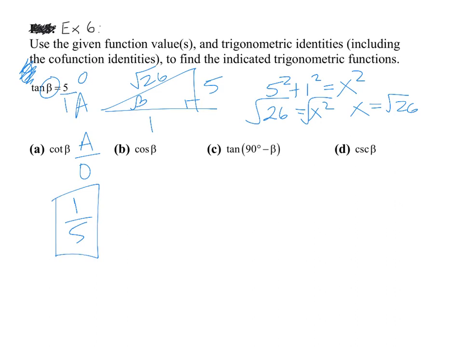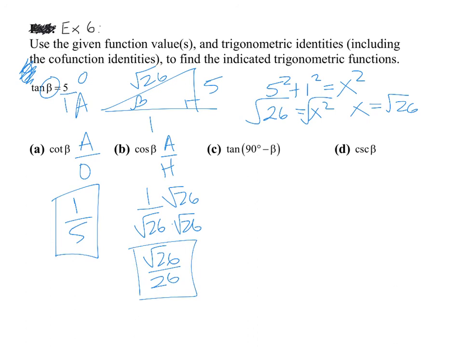Cosine of beta. All right, cosine is adjacent over hypotenuse. So we have 1 over square root of 26. Multiply square root of 26, top and bottom. So I get square root of 26 over 26. Nothing else we could do there.